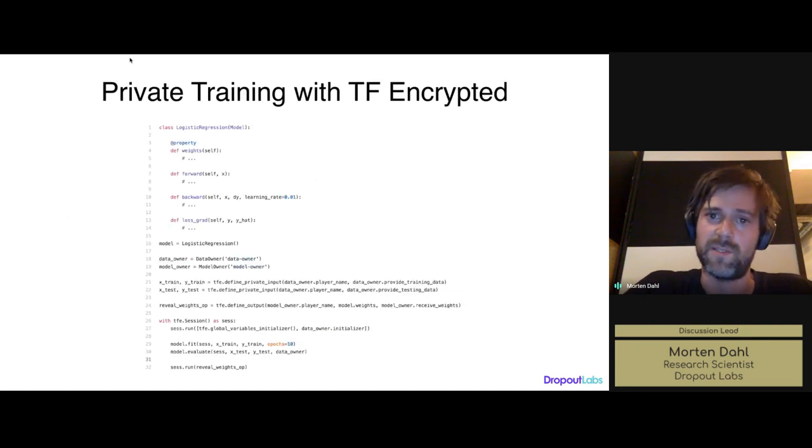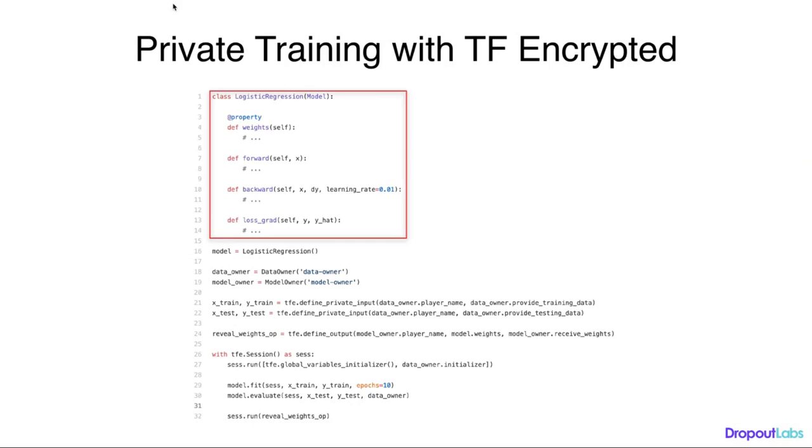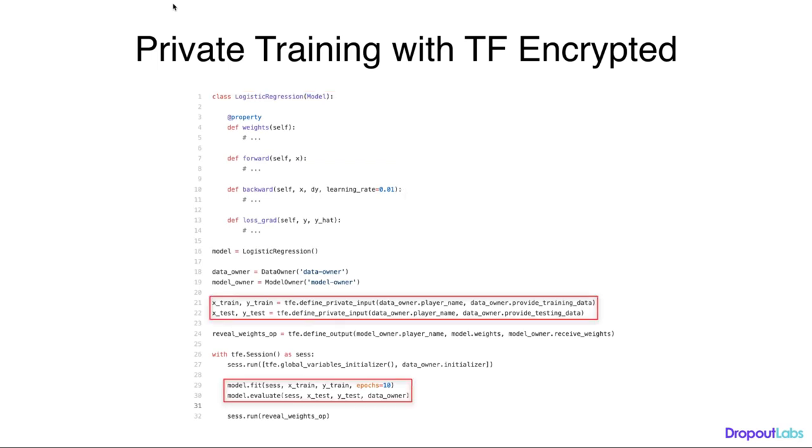Okay, so let's see how we express this using TF-Encrypted. And here I just have defined a simple logistic regression model. So this is slightly outdated now because all of this has moved into the framework, so you don't have to define this yourself. Then I again use this define private input, saying, okay, there's some data coming from the data owner. In this case, it's the training data and the test data. I'm going to fit that to my model, and I'm going to evaluate it and send back each step of the evaluation to the data owner.